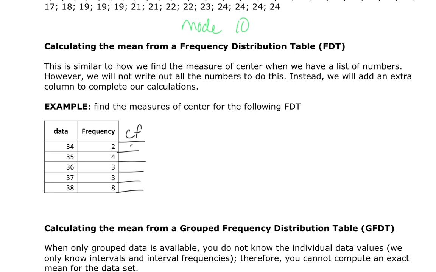The cumulative frequency would be 2, and then 6, 9, 12, and 20. So that also tells me how many data pieces I have. I have 20 data pieces.